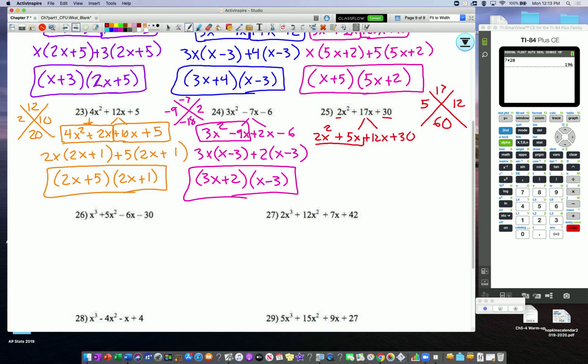Group them. They only share x. 2x plus 5's. 12 and 30, they share a 6. Okay, leaves me 2x plus 5's. So now I have x plus 6 sets of 2x plus 5's.